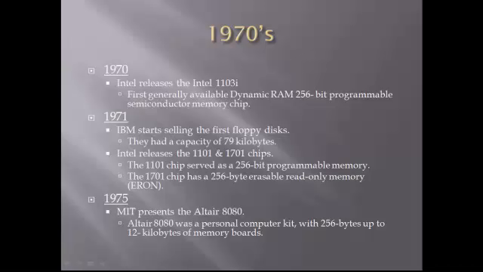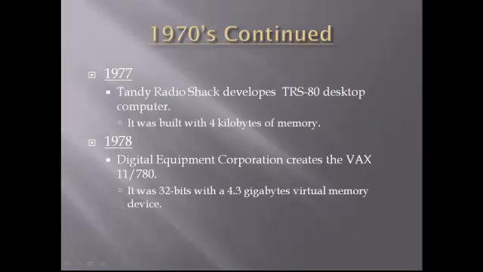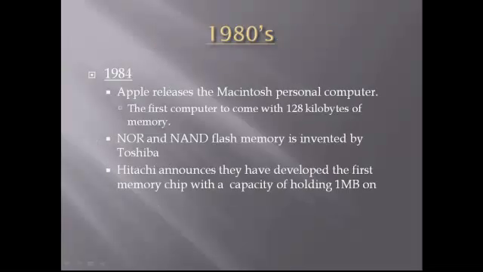In 1975, MITS presented the Altair 8800. Altair 8800 was a personal computer kit with 256 bytes up to 12 kilobytes of memory boards. And then in 1977, Tandy Radio Shack develops the TRS-80 desktop computer. It was built with 4 kilobytes of memory. And then in the end of the 70s, in 1978, Digital Equipment Corporation creates the VAX 11/780. It was 32 bits with a 4.3 gigabyte virtual memory device.